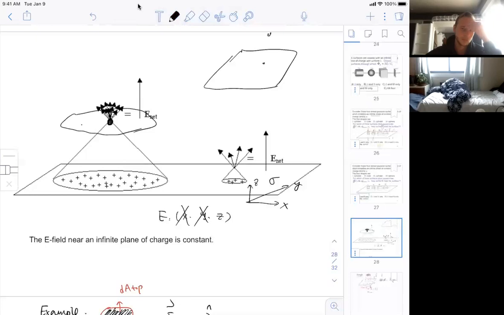Is it because your charge density is constant? That has a lot to do with this, but let me word it this way. If it's a finite sheet, then that's not true anymore. If you have a finite sheet, it will depend on X and Y, but if you have an infinite sheet, that does not depend on X and Y. And why is that? You may think it is trivial.